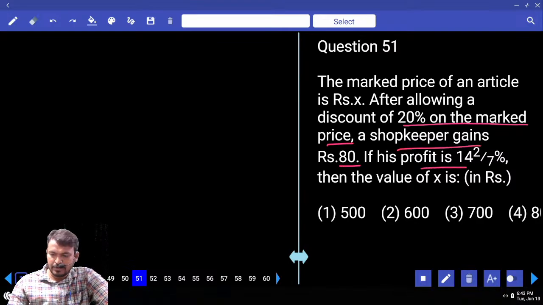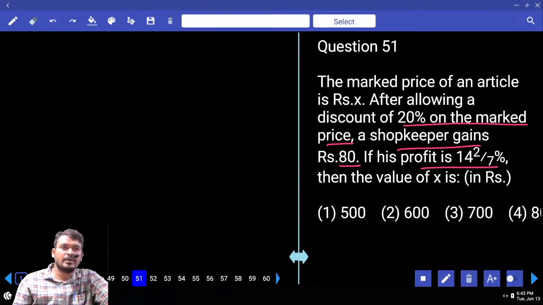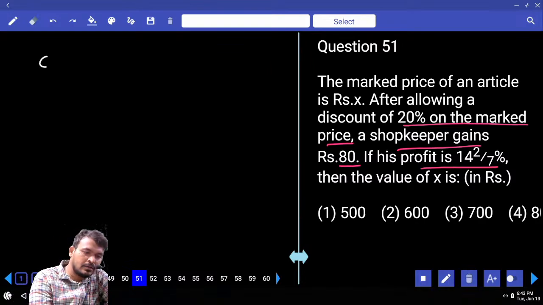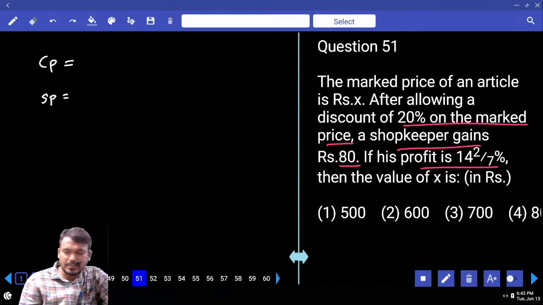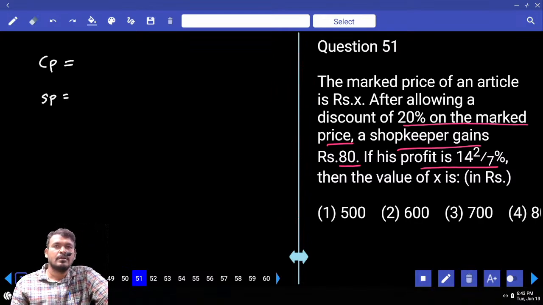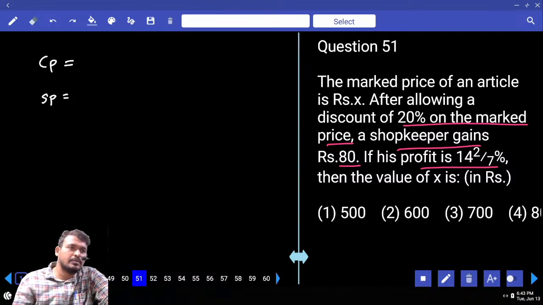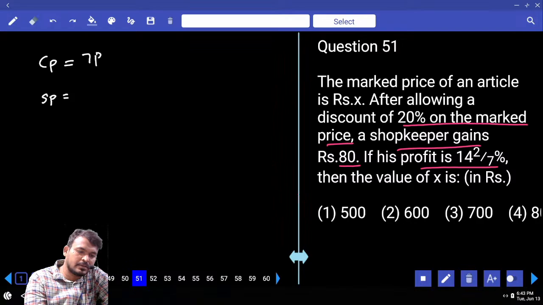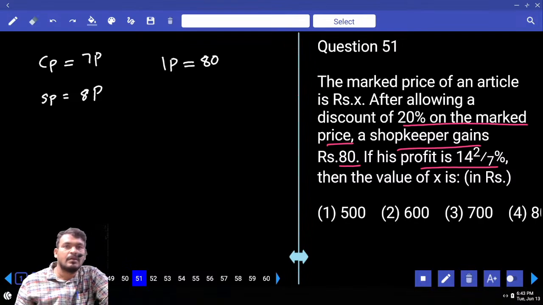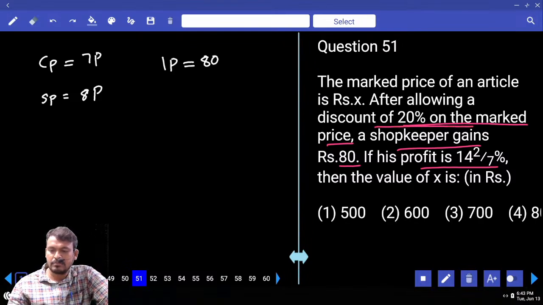80. Profit is 14.2 by 7%, meaning cost price and selling price. What is the fraction 14.2 by 7%? 1 by 7 means profit is 1 part, cost price 7 parts. Cost price 7 parts, selling price is 8 parts. Already 1 part equals how much? 80 rupees are given. And what is the discount value?